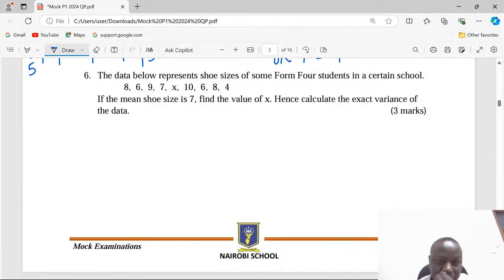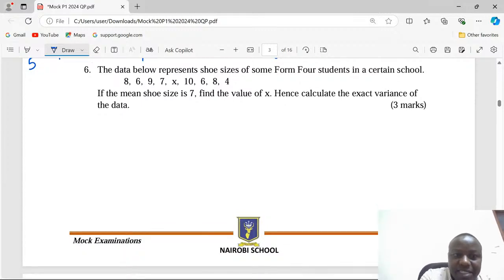We have a number 6 here from statistics. The data below represents shoe sizes of some students in a certain school: 8, 6, 9, 7, x, 10, 6, 8, 4. Those are the values. If the mean shoe size is 7, find the value of x and hence calculate the exact variance of the data. So what we should work out here is the value of x first.